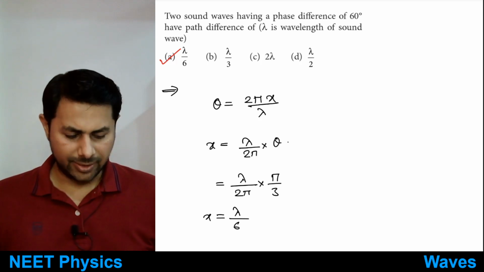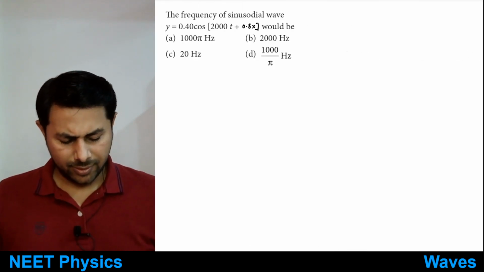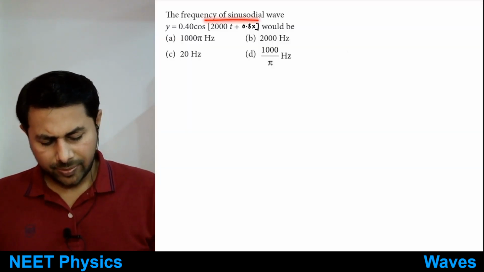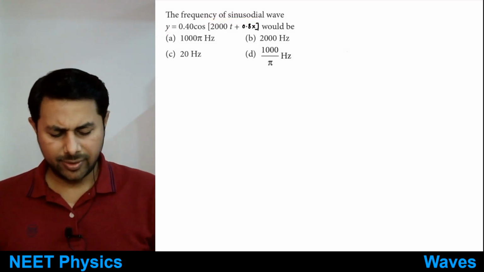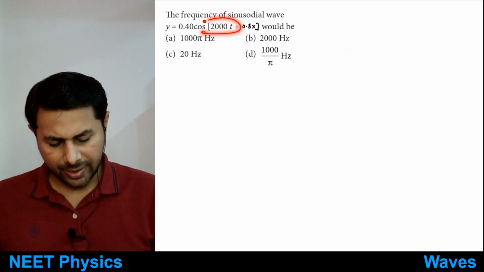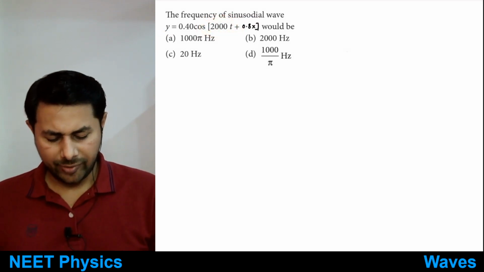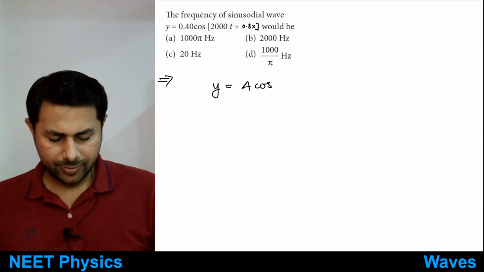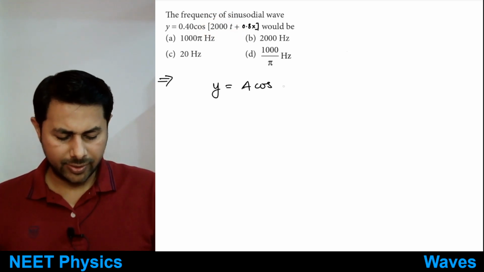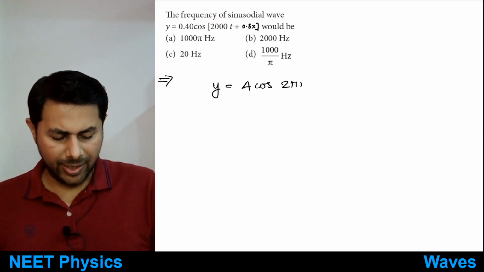All right, let's see next one. The frequency of sinusoidal wave y is equal to, okay, this is a very simple question. Again, comparing with y equals a cos of, here we have cos, okay, 2 pi nt plus kx.